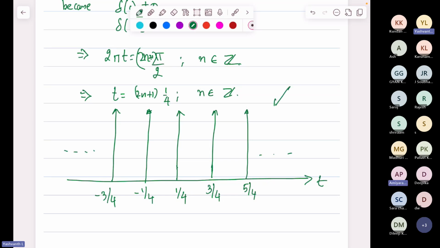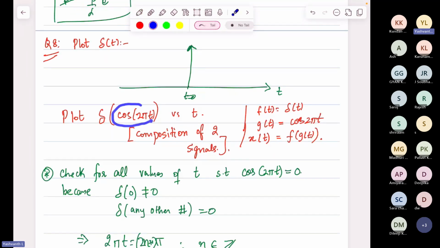Sir, the impulse function is only 1 at time 0. So how are these times getting a high value? Correct. You should understand that if the argument of the impulse is 0, then only will this delta take its maximum. If the argument is not 0, then delta will take 0. Do you agree with that?